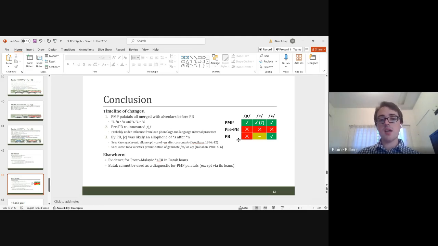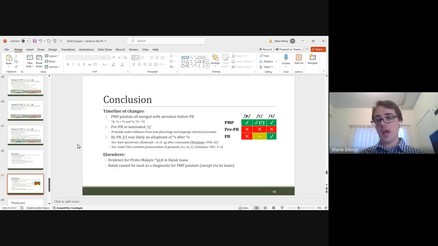And then by the time of Proto-Batak, you have J being re-innovated again. And this is, like I said earlier, probably under influence from loan phonology and language internal processes. And then at a later point, once it's no longer pre-Proto-Batak but Proto-Batak, C was likely an allophone of S after N. I have some other evidence for this, but I'm not going into it here because I'm already running up on the time limit.